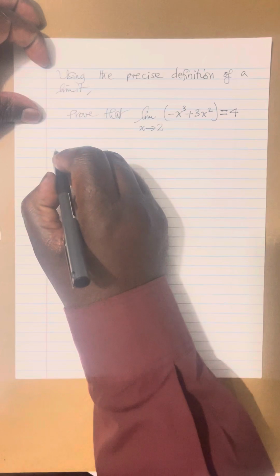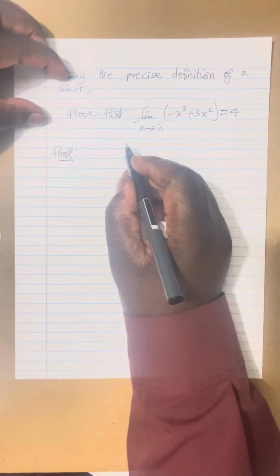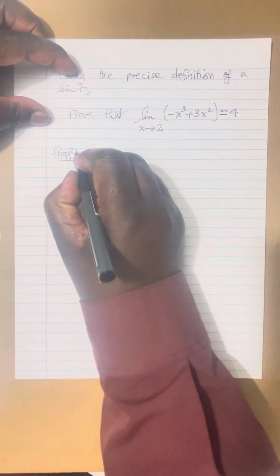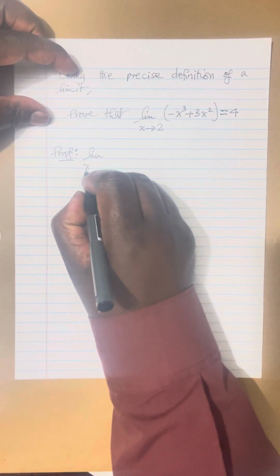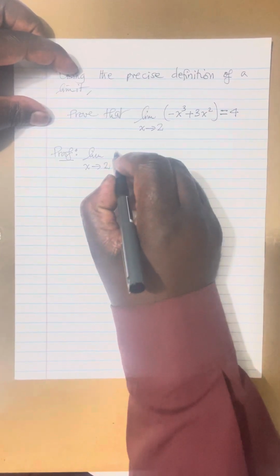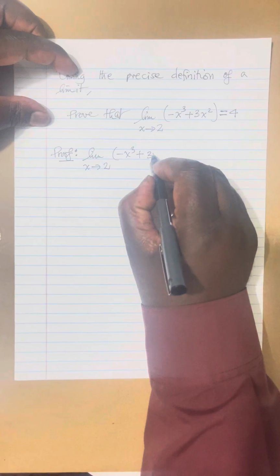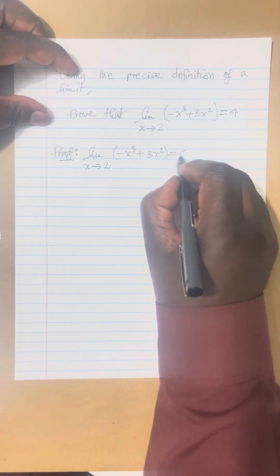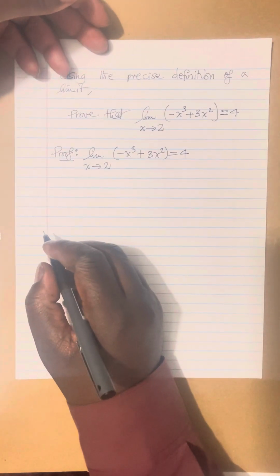Well, proof. We copy the question as the tradition goes. Limit as x approaches 2 of minus x cubed plus 3x squared is equal to 4. So let us state the precise definition of a limit.